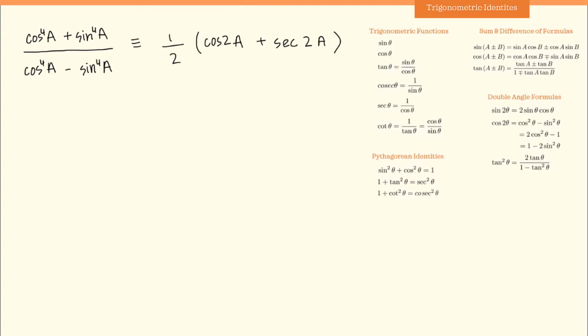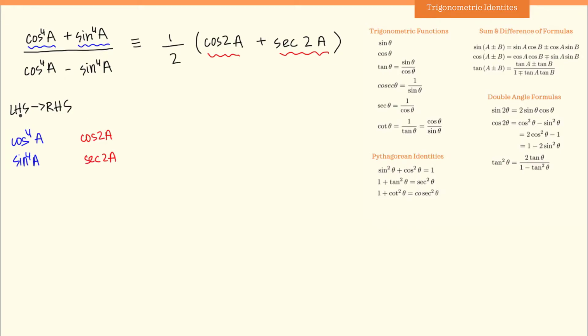So in order to prove this identity, I am going to prove the left hand side onto the right hand side. On the left hand side, if you look, there are two types of trigonometric functions: cosine a raised to the power of 4 and sine a raised to the power of 4. And on the right hand side, the two types of trigonometric functions are cosine of 2a and secant of 2a.